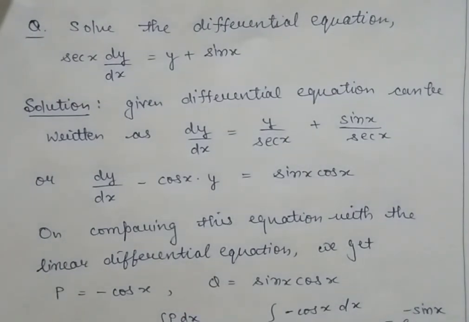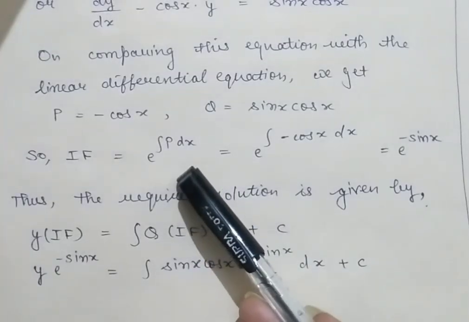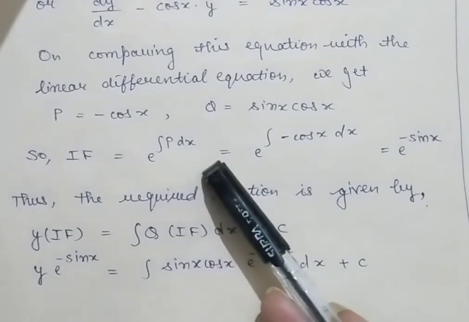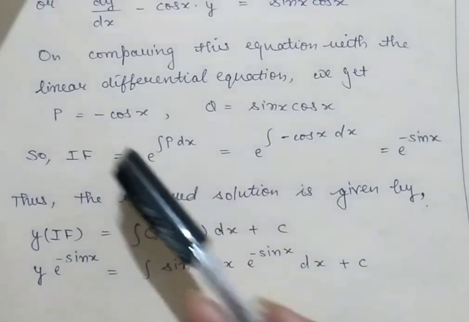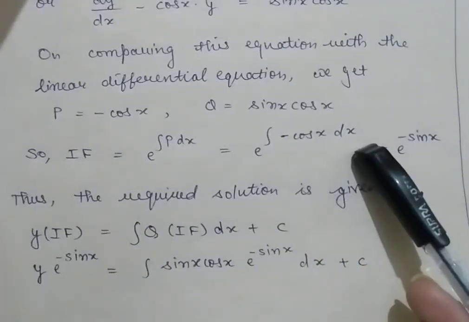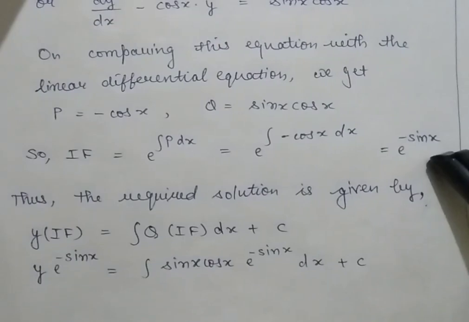Now we will find the solution of the differential equation. We will first find the integrating factor and then we will find the solution with the help of the integrating factor. So the integrating factor is e raised to the power integral p dx, which is equal to e raised to the power integral of minus cos x dx, and the integral of minus cos x is minus sin x, so e raised to the power minus sin x.